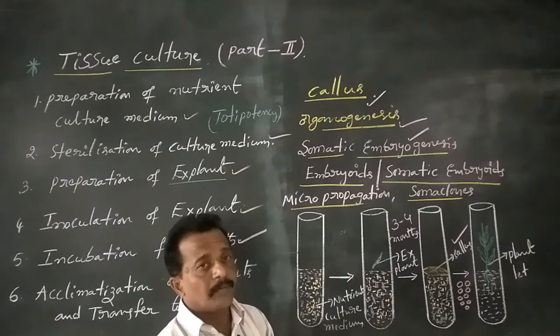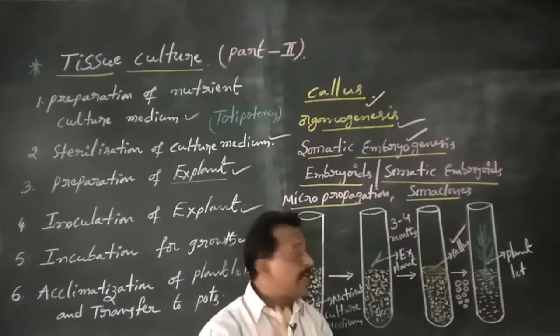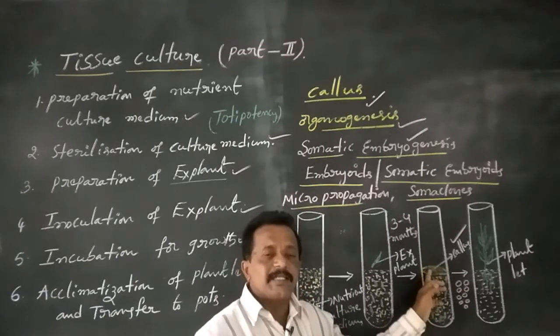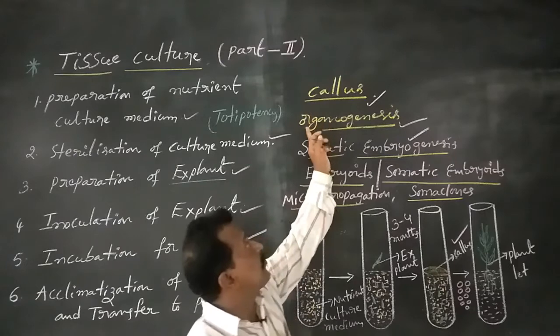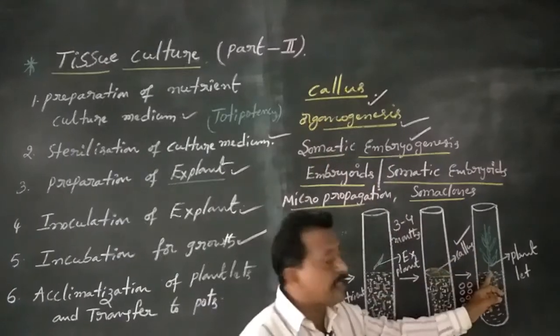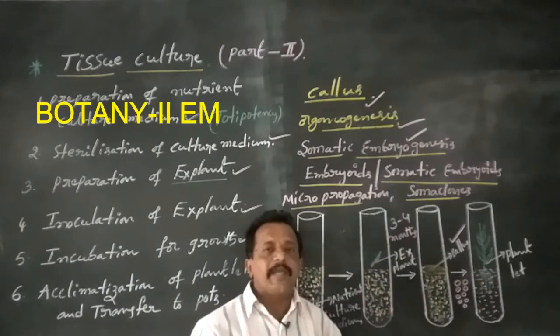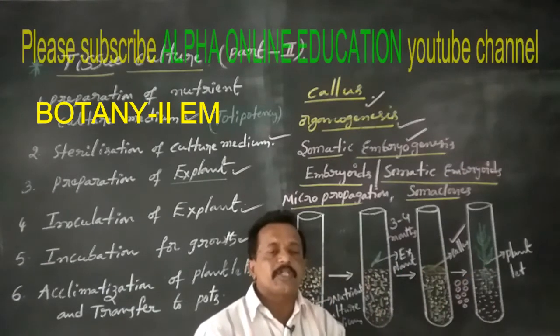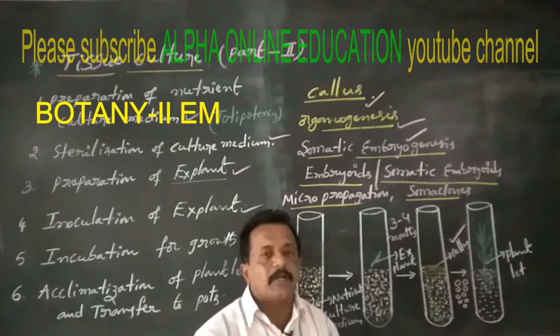Okay, now callus means an undifferentiated mass of cells. Then after callus is formed, organogenesis occurs. Organogenesis means the callus forms a plant body with root system and shoot system, that is, plant body organs are developed.